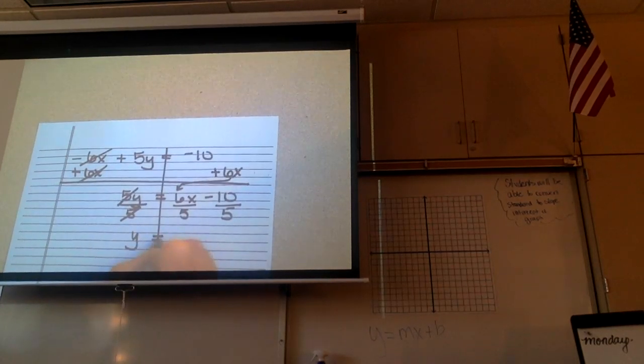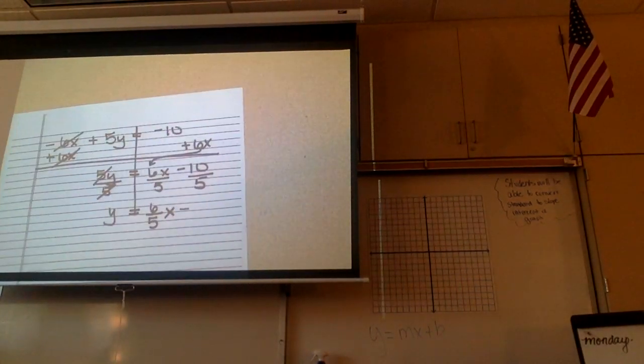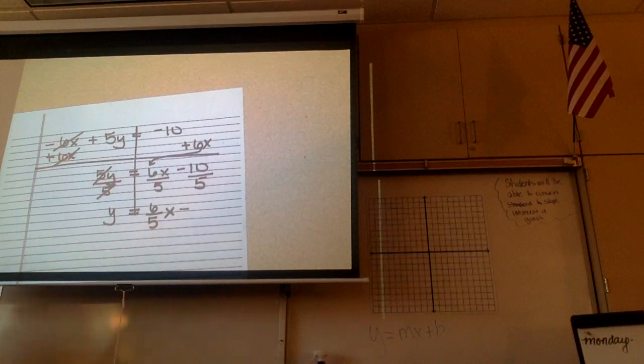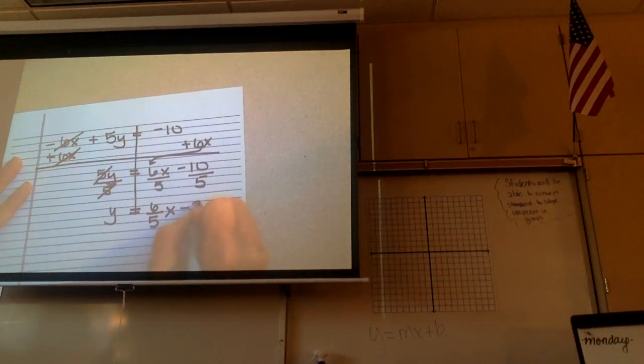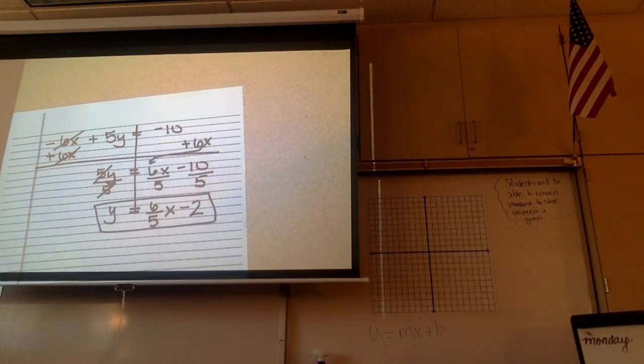So y equals, these numbers are fine to be a fraction because remember that's our moves, that's our rise and run. We actually want a fraction. We're happy about that. 10 divided by 5. What do I have there? What's 10 divided by 5? 2. So I'm going to have minus 2. Okay. Now I've got y equals mx plus b.